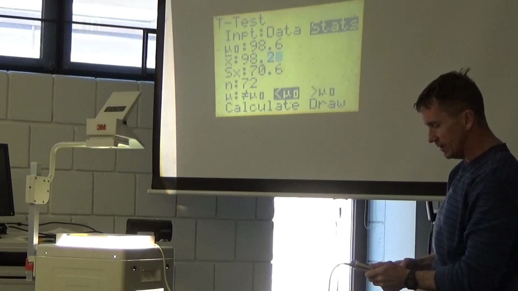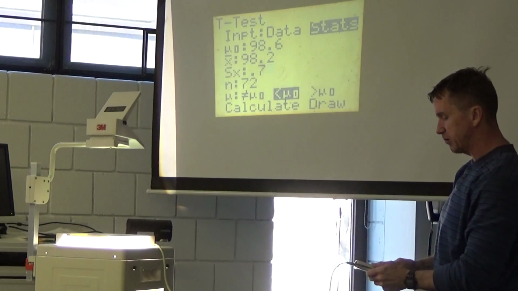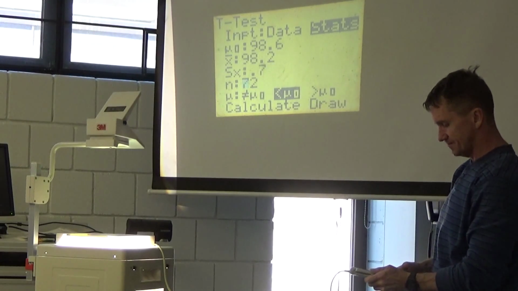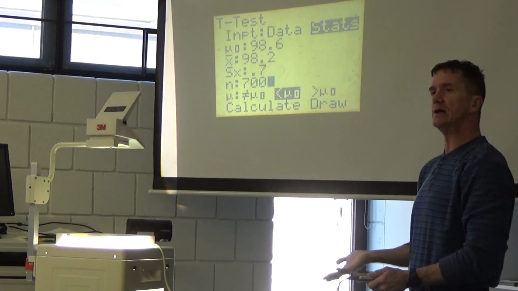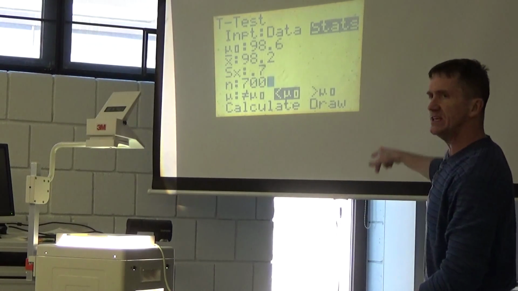98.2. 98.2. You're rolling? What's this Sx? All this is given in the problem. What was the sample size? We don't have to enter the degrees of freedom because the calculator will do it for us, right? Even though we could.